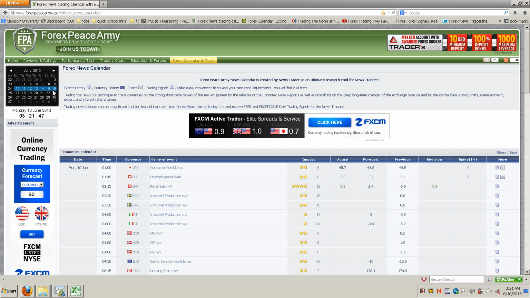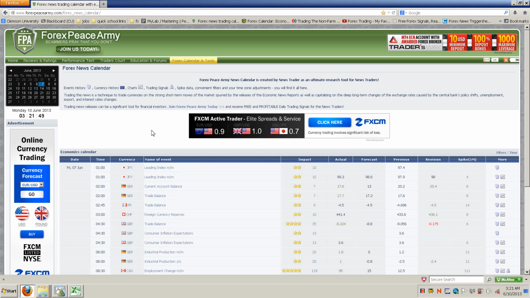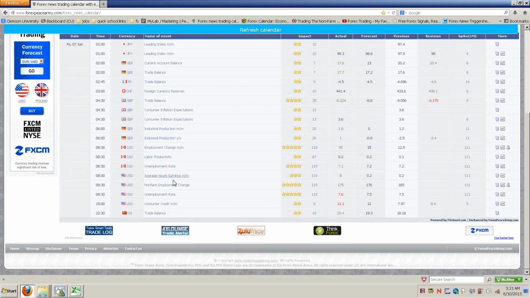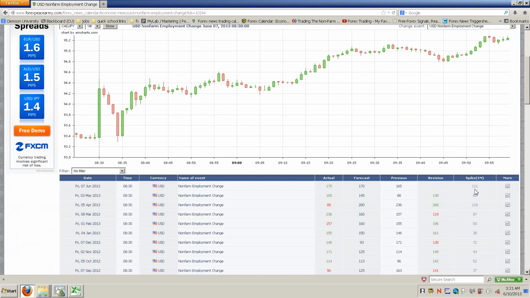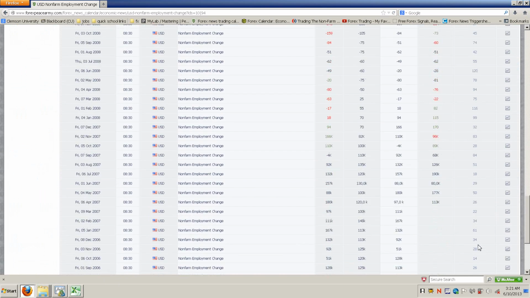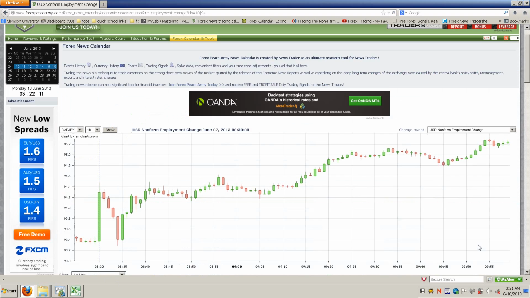Let's take last Friday, for example. Non-farm payroll, the biggest announcement on earth as far as Forex is concerned. Look at the average spike. Now multiply these by 10, that's how much it moved instantly, because my MetaTrader breaks it down into 5 decimal points. Anyways, they're huge.